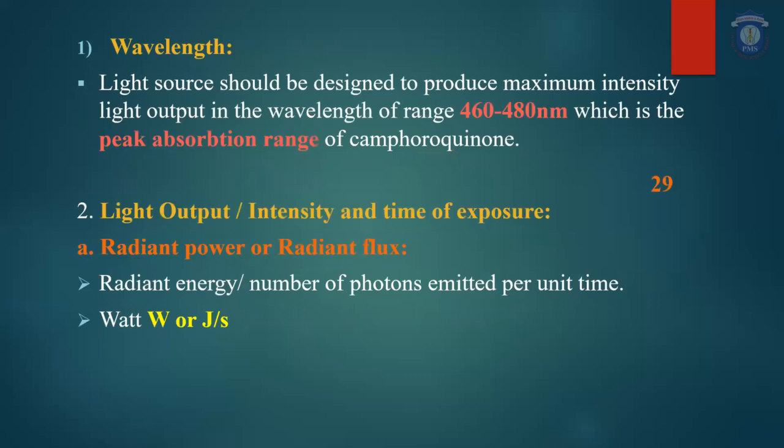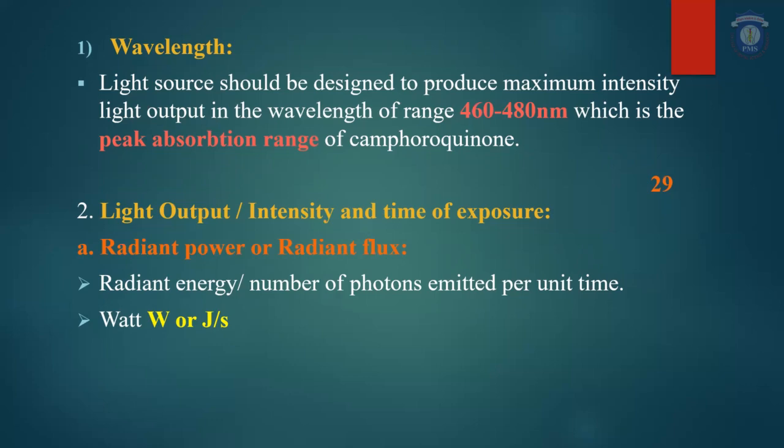Now, wavelength means the wavelength should match the wavelength absorption range of the photosensitizer being used. So, if the composite manufacturers are using camphorquinone, then the wavelength of the light curing unit, its maximum intensity must be at the range of 460 to 480 nanometer.